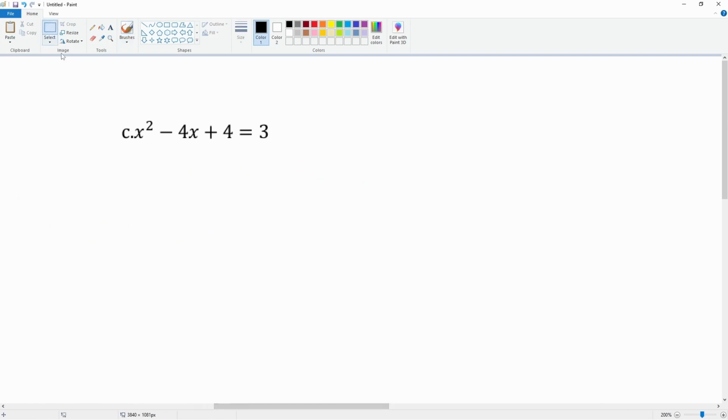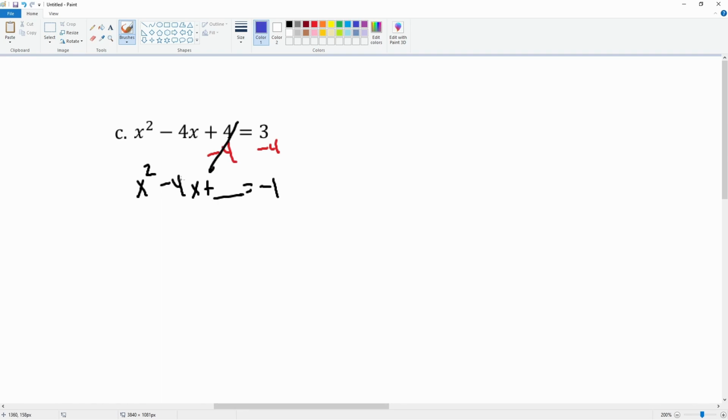Let's do this one here. Again, to complete the square, we have to make it incomplete. x squared minus 4x, that's incomplete now. 3 minus 4 is negative 1, that's why we subtract 4 from both sides. Now there's a gap here.